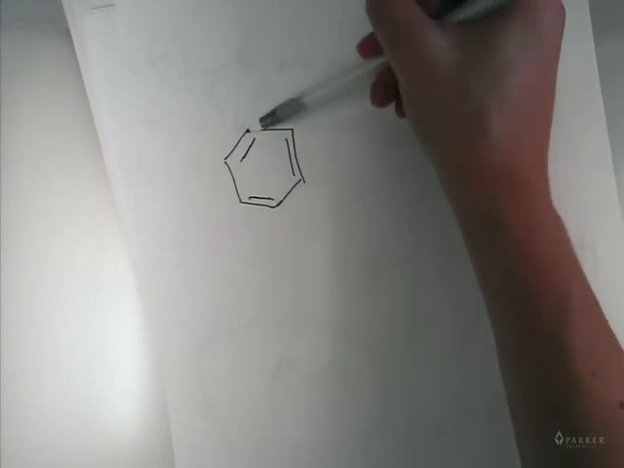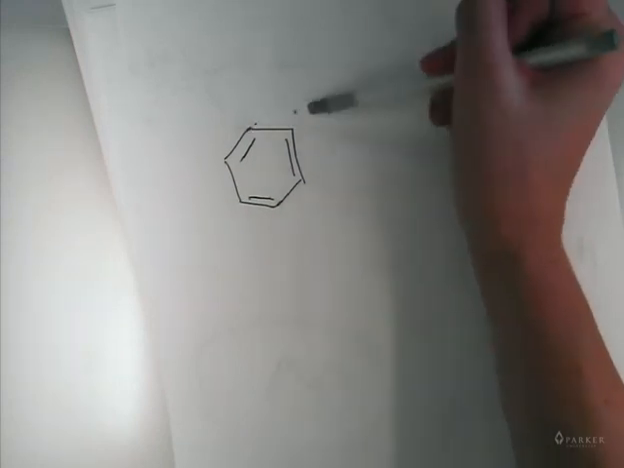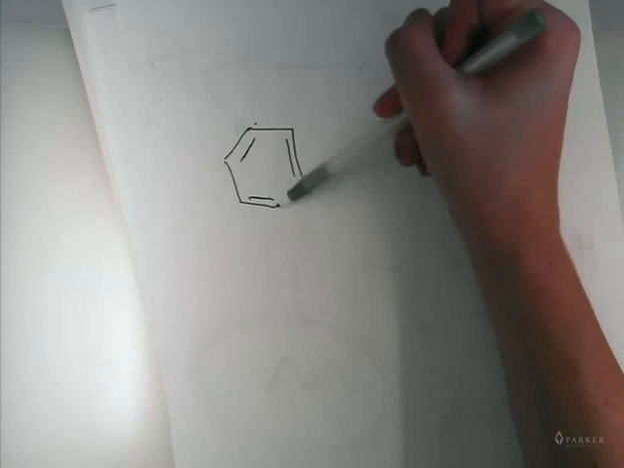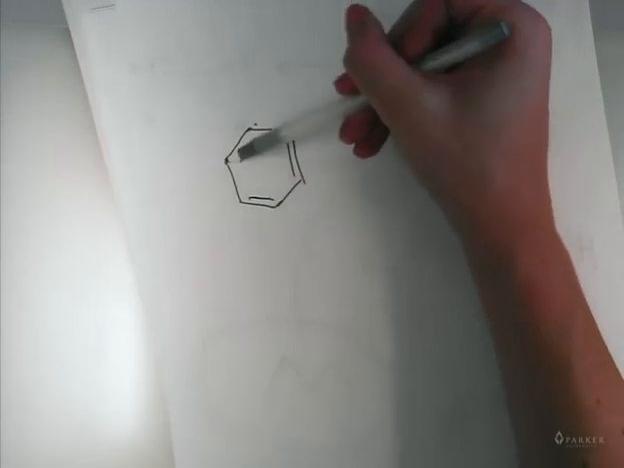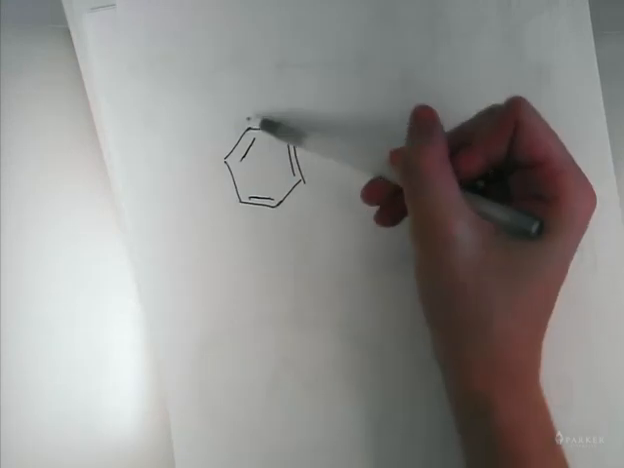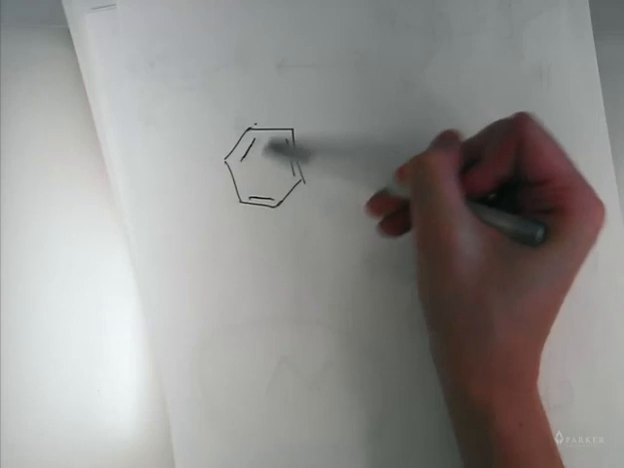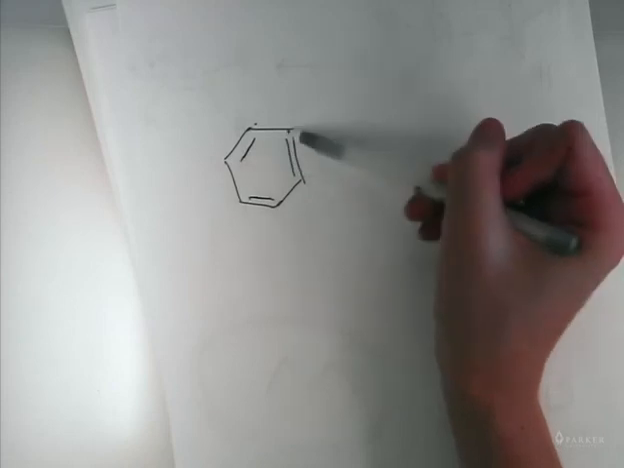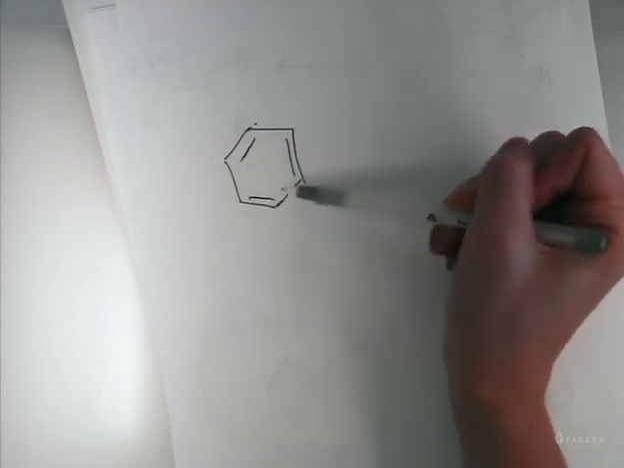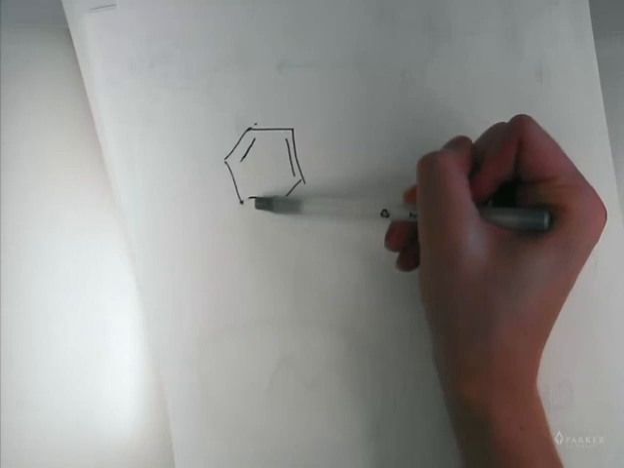Okay, so let's count the carbons. Let's say that's carbon 1. So going around, 1, 2, 3, 4, 5, 6. Okay, so all your points. Do you see, for example, this carbon to this carbon is connected by a double bond? This one to this one is the double bond. This one to this one is a double bond.